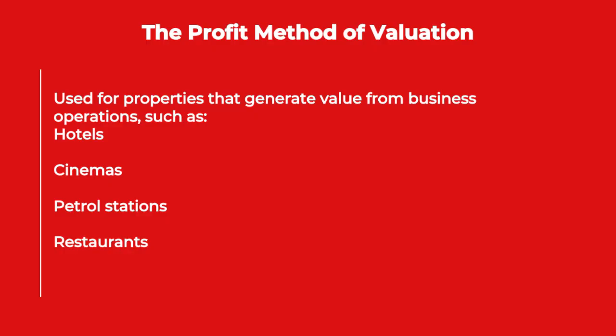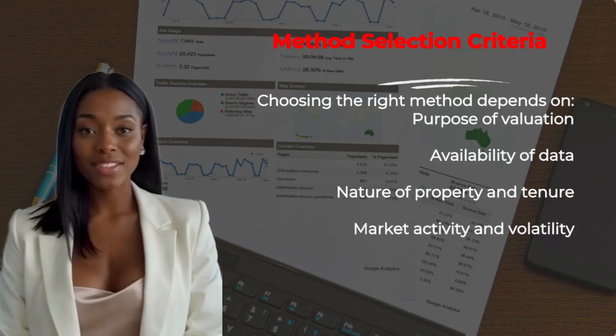6. The profit method of valuation. Used for properties that generate value from business operations, such as hotels, cinemas, petrol stations, restaurants. Steps: estimate gross turnover of the business. Deduct operating expenses to get net profit. Allocate a fair share of profit to the property. Capitalize the net attributable income to determine value. Requires industry financial data, valuer's business acumen.